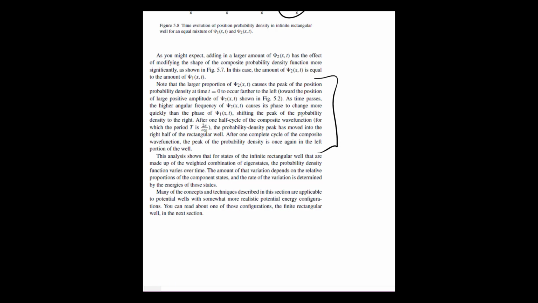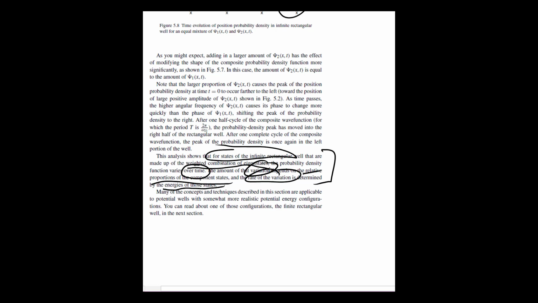Again, that's described in this paragraph, in which it also points out that the period t is just 2 pi over omega 2,1, and since this omega is proportional to the difference in energy between the two states, the bigger that difference and the bigger omega, the shorter the period of oscillation of the probability density. So, a couple of summary statements here. For states of the infinite rectangular well that are made up of weighted combinations of eigenstates, the probability density does vary over time. How much it varies depends on the relative proportion of those two states, and the rate of the variation is determined by the energies of those two states.